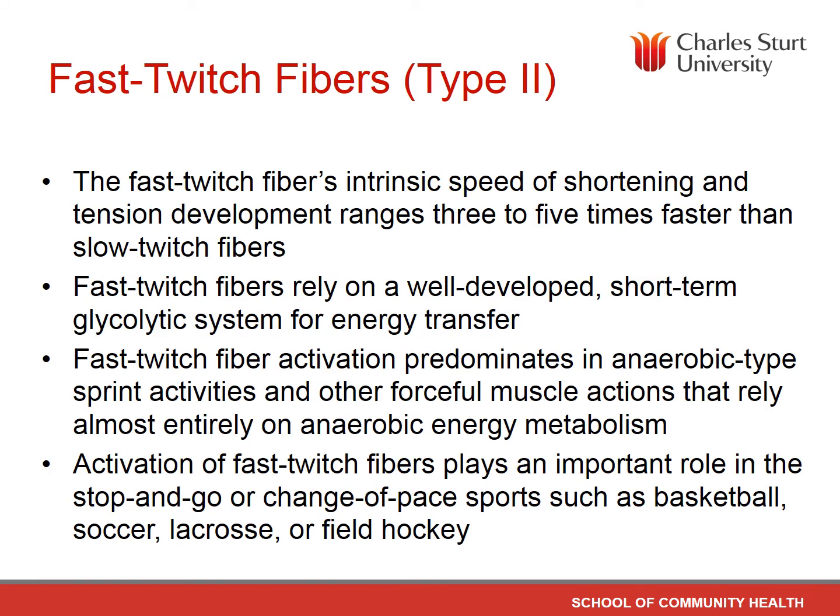Okay, now the fast twitch fiber's intrinsic speed of shortening and tension development ranges 3 to 5 times faster than a slow twitch fiber. So they really rely on a well-developed short-term glycolytic system for energy transfer, for generating ATP. So fast twitch fiber activation predominates in anaerobic type sprint activities and other forceful muscle actions that rely almost entirely on anaerobic energy metabolism. Now, activation of fast twitch fibers plays an important role in the stop and go or change of pace sports such as basketball, soccer, lacrosse, field hockey, football, netball.